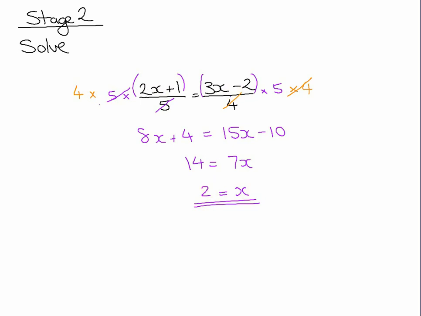So for example, if I put 2 in here, I get 1. So 2 times 2 is 4, plus 1 is 5, divided by 5 is 1. So this side should be 1 as well. So 3 times 2 is 6, take away 4 is 4, divided by 4 is 1. So I know I've got it right.